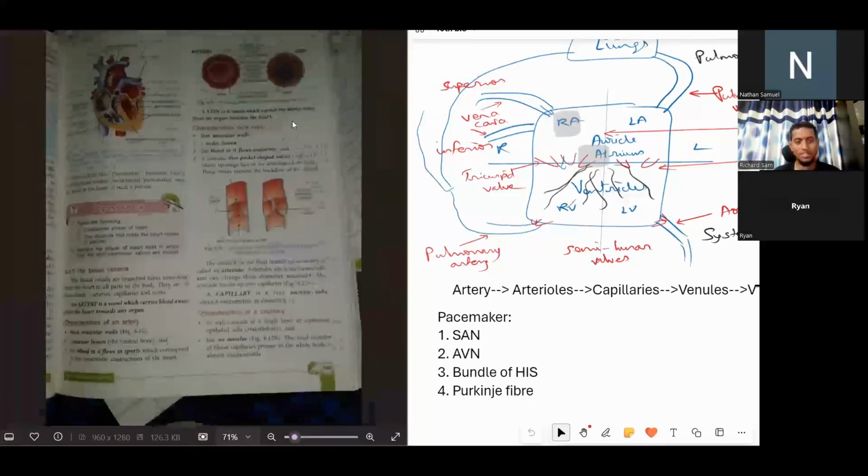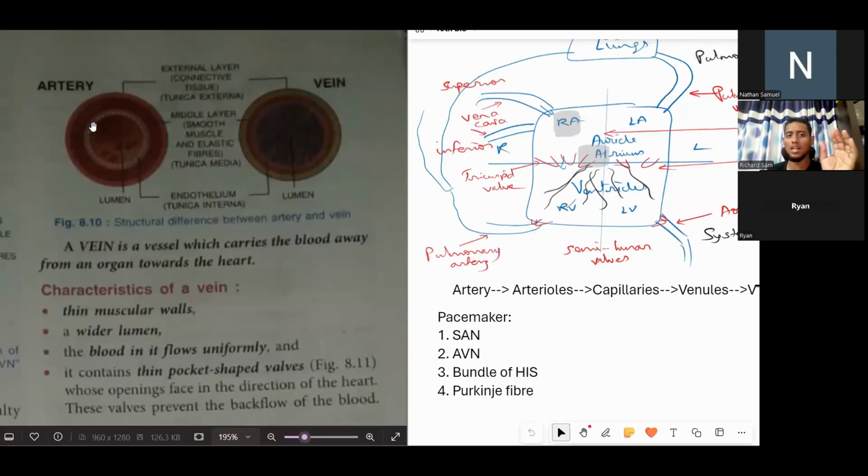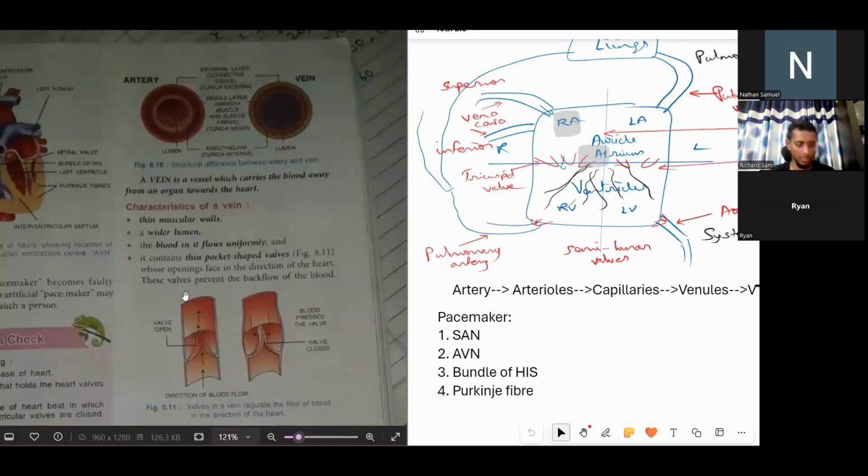Alright, so we have arteries, we have veins, and in the beginning we saw arteries break into smaller what? What are they called? Before becoming capillaries, there is something else in between. It's called arterioles. Arterioles are very tiny arteries, almost like capillaries. And then the arterioles will again split into smaller capillaries. Then the capillaries will join to form venules, and venules will join to form bigger veins.